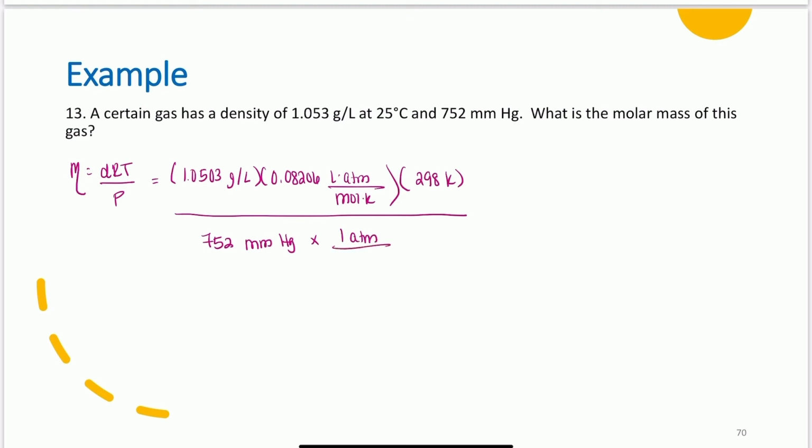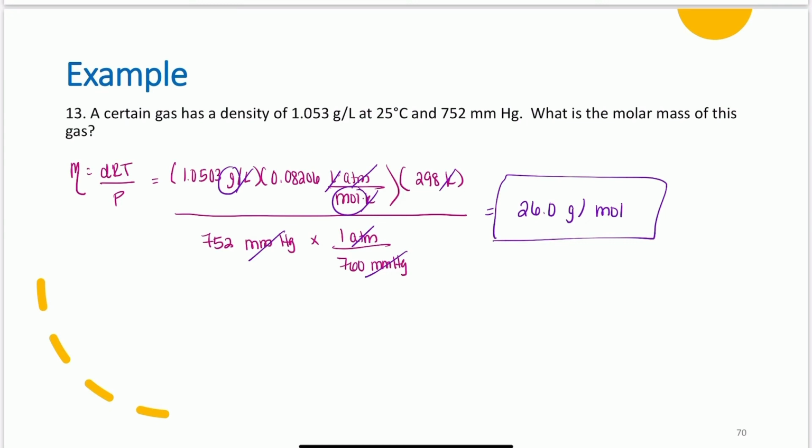Convert to atmosphere, unless you're using a different version of R, of course. 760 millimeters of mercury. Millimeters of mercury cancel. Atmospheres cancel. Kelvins cancel. Let's see. Liters cancel. I've got grams per mole, which is molar mass. 26.0 grams per mole. The molar mass of this gas is 26.0 grams per mole.